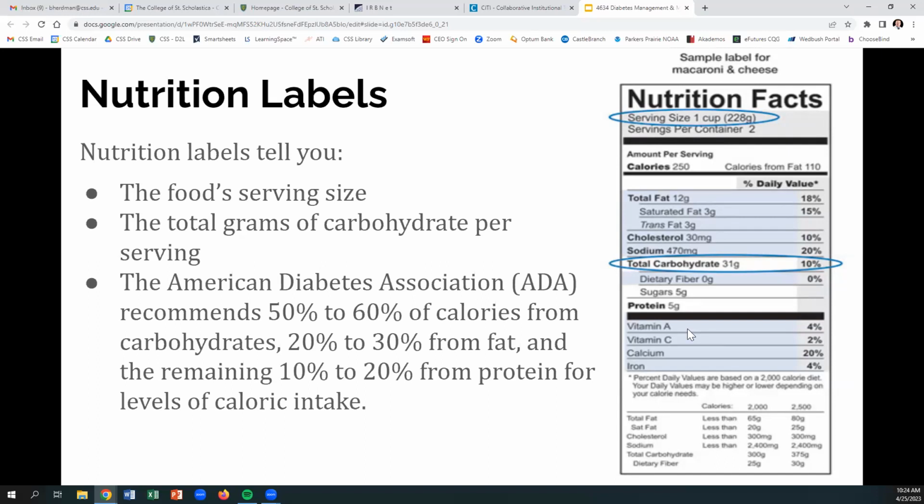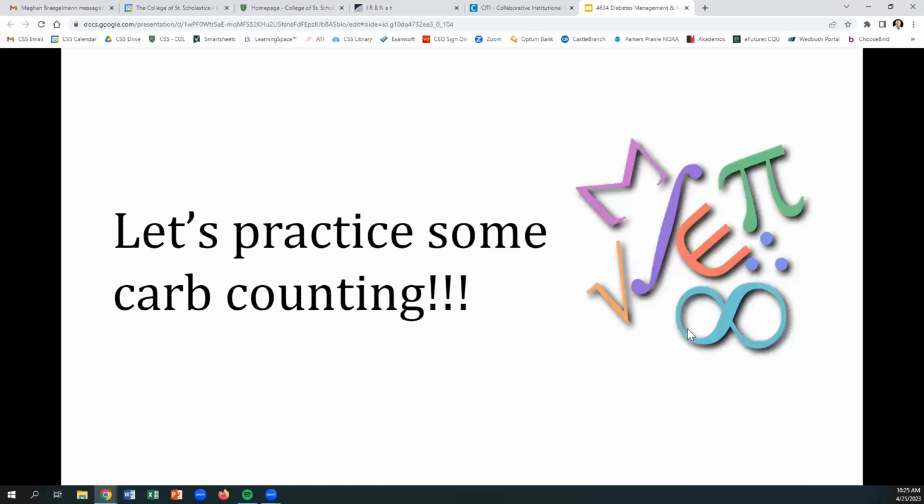So the American Diabetes Association recommends 50 to 60% of calories come from carbohydrate, 20 to 30% from fat, and the remaining 10 to 20% from protein for levels of caloric intake. So let's do some practicing on our carb counting, shall we? So I'm going to present you with a few trays, and we're just going to kind of count up the carbs that the patient consumed.